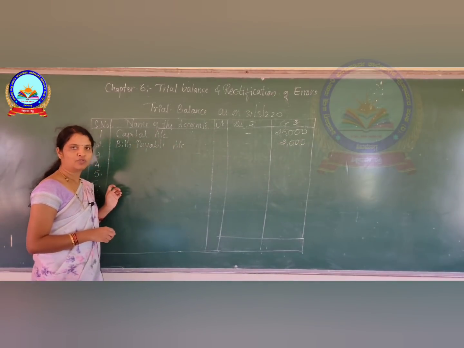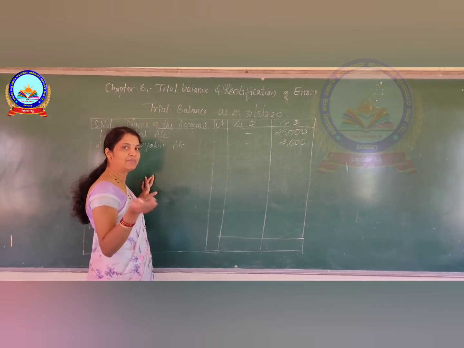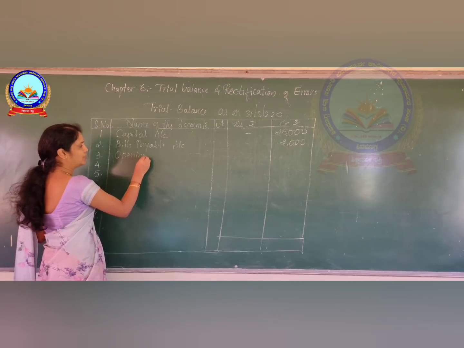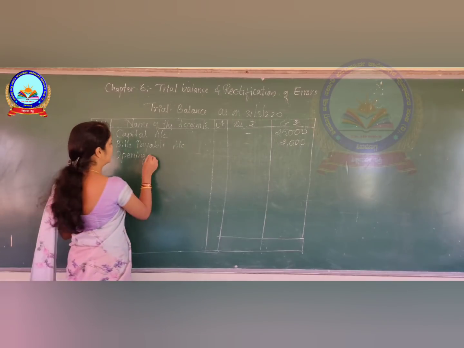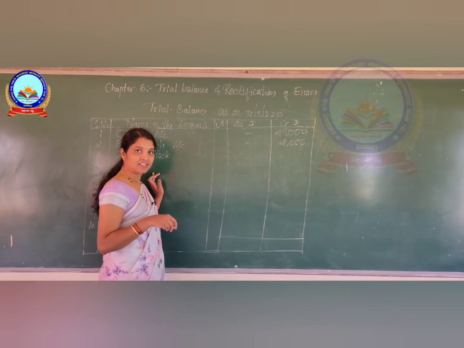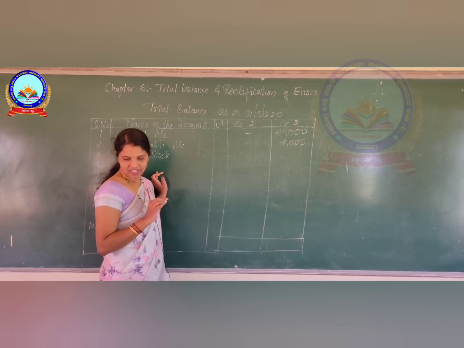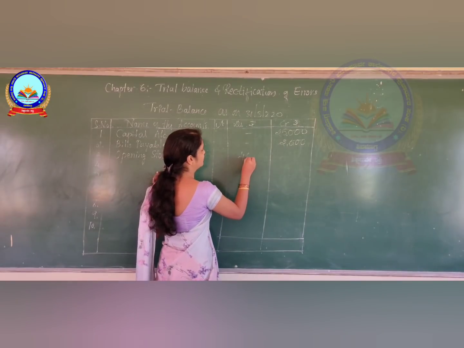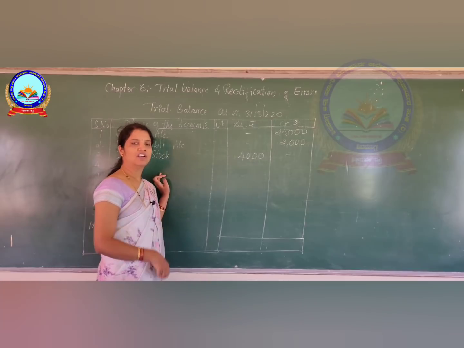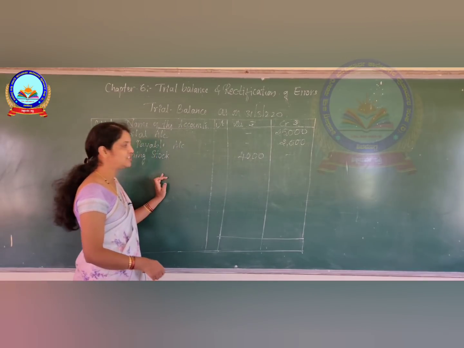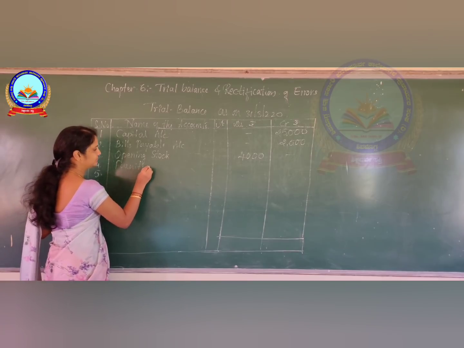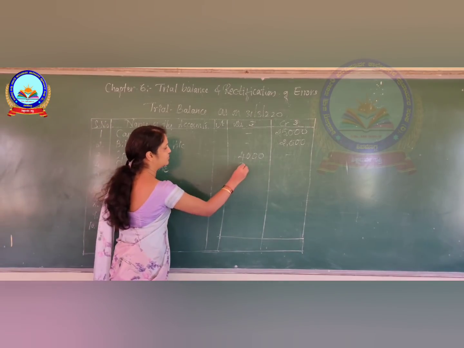Next, stock on 1/4/2019. Opening date stock, it means opening stock. You can write as opening stock or you can write as stock on 1/4/2019. Stock means opening stock is an asset. Asset shows debit balance. Write rupees 4,000 in the debit column. Next, furniture rupees 9,000. Furniture is an asset. Asset shows debit balance. Write in the debit column. Furniture account rupees 9,000 debit.